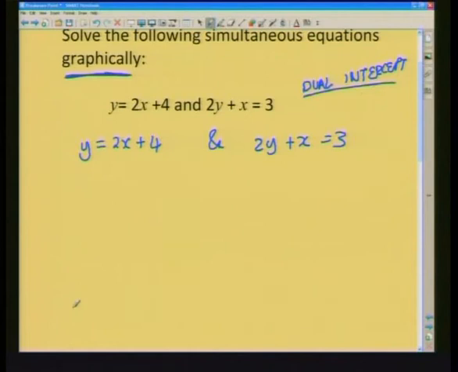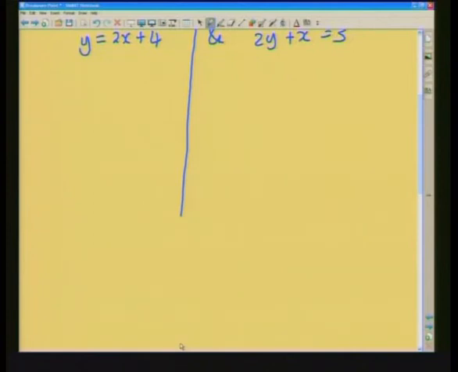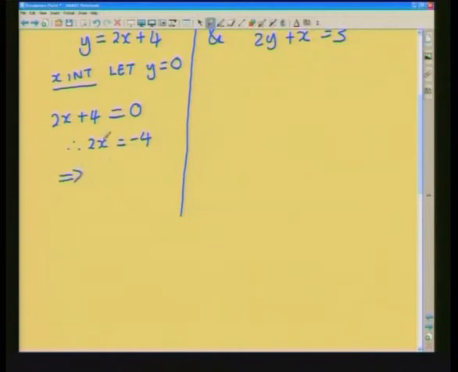So we use the dual intercept method, and I'm going to find the x and y intercepts for each of these straight lines. So for the first graph, y is equal to 2x plus 4. To find the x-intercept, I let y equal 0. So I'm going to get 2x plus 4 is equal to 0. Therefore 2x is equal to minus 4. Which would mean, dividing both sides by 2, x is equal to minus 2. So that's my x-intercept, the coordinate (minus 2, 0).